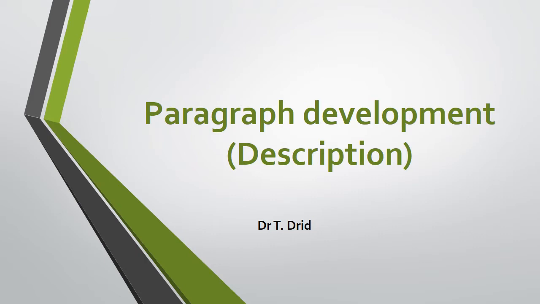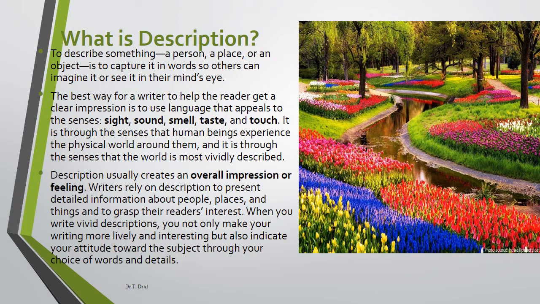How to develop a paragraph by description. What is description? To describe something, a person, a place, or an object, is to capture it in words, so others can imagine it or see it in their mind's eye. We understand from this that we can describe a person, we can also describe a place, and even describe an object. What do we do exactly when we describe?